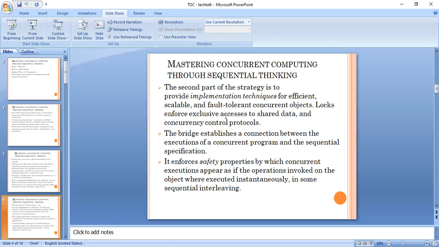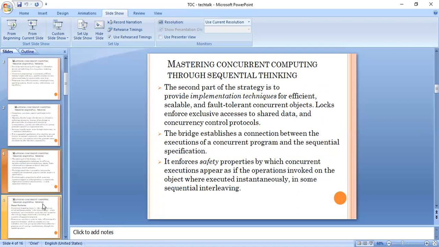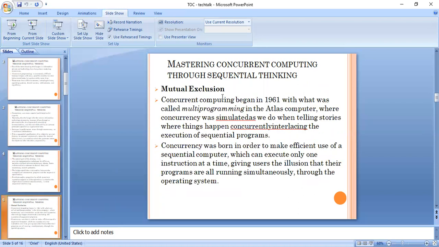Locks enforce exclusive access to shared data in concurrency control protocols. The bridge establishes a connection between the executions of a concurrent program and the sequential specification. It enforces safety properties by which concurrent executions appear as if the operations invoked on the object were executed instantaneously in some sequential interleaving. Mutual exclusion.